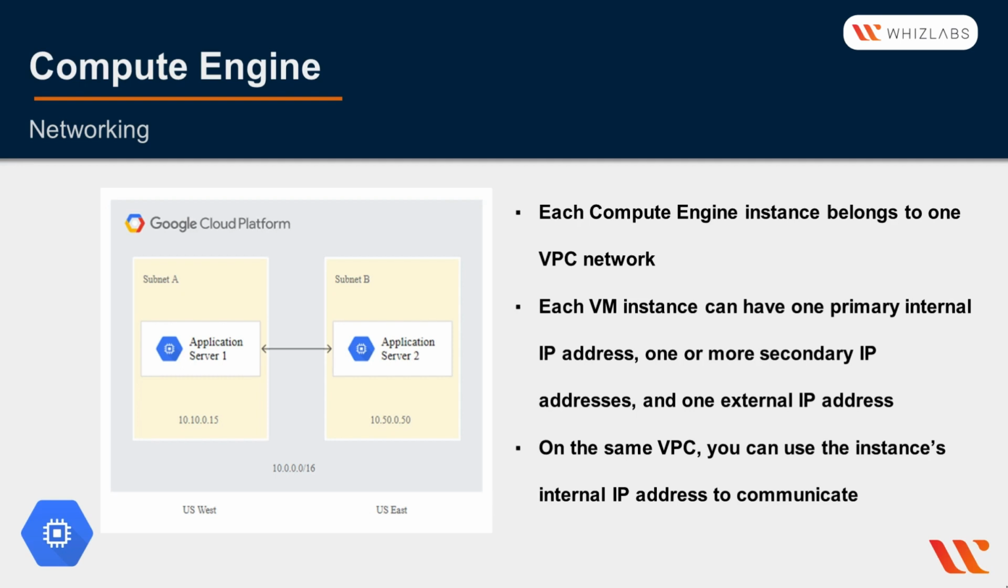As we discussed before, each Compute Engine VM can only belong to one VPC. It can have one primary internal IP address, one external IP address, but many secondary IP addresses. To communicate with the internet or devices in a different VPC, you must use the instance's external IP address.